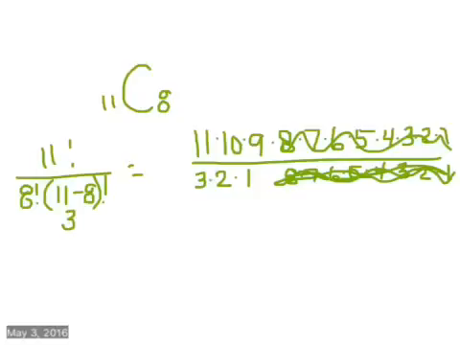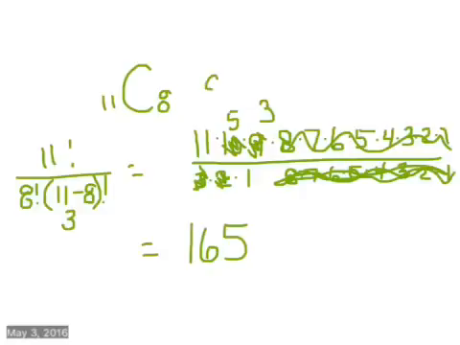Now, if you don't have a calculator, this reduces to a 3, which would cancel this out. This reduces to nothing, and that reduces to a 5. So now all I'm typing in is 11 times 5 times 3, which is 165. And if I were to take 11 times 10 times 9, I get 990 divided by 6, which is also 165. So that's how you're going to do the rest of the worksheet.